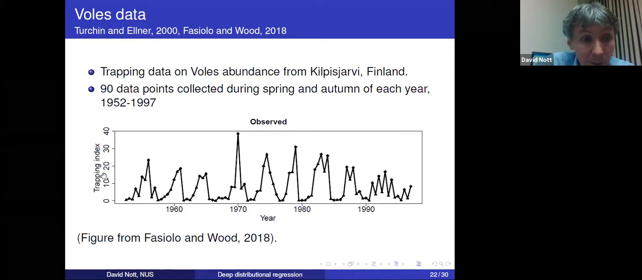This trapping index is a count of how many voles were trapped in each time period, divided by some measure of the amount of trapping effort made. The measure of trapping effort is actually missing for a part of the series. Fasiolo and Wood consider certain adjustments to the data that I won't describe right now, but you can find details in their paper.